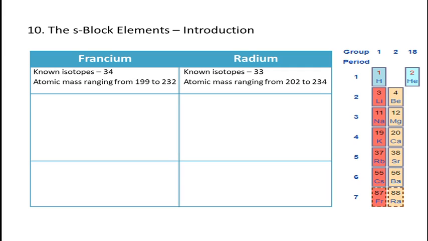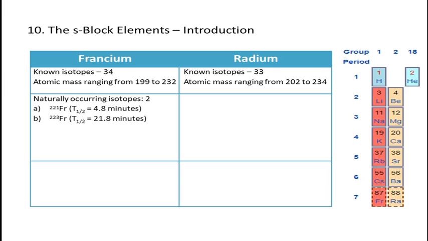Only two isotopes of francium are naturally occurring. They are francium-221 with a half-life of 4.8 minutes and francium-223 with a half-life of 21.8 minutes.